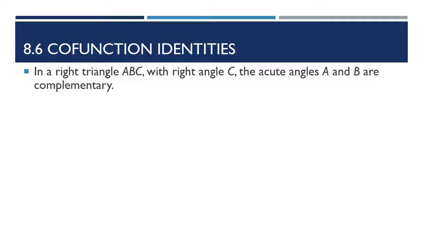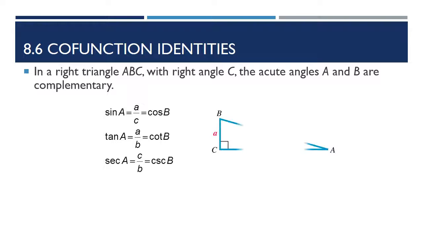Now, in a triangle ABC with a right angle at C, acute angles A and B are going to be complementary. In other words, they total 90. We also notice that the sine of angle A is a over c, which just happens to be the cosine of B. The tangent of A is a over b, which is the cotangent of B. The secant of A is c over b, and that happens to be the cosecant of angle B.